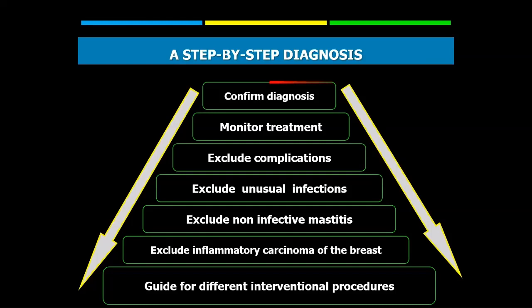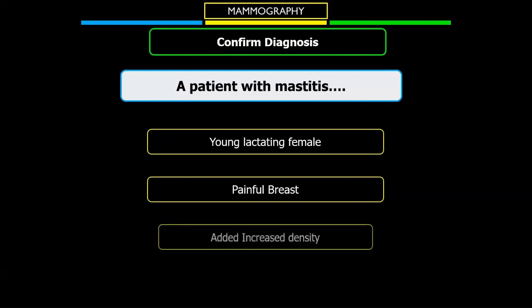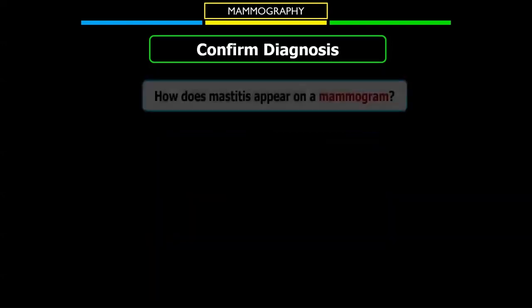We'll start with the first step, and that is how to confirm the diagnosis of mastitis. We should always remember that a patient with mastitis is usually a young, lactating female. She has a painful breast, and she has an added increased density to the already inherent density because of her age.